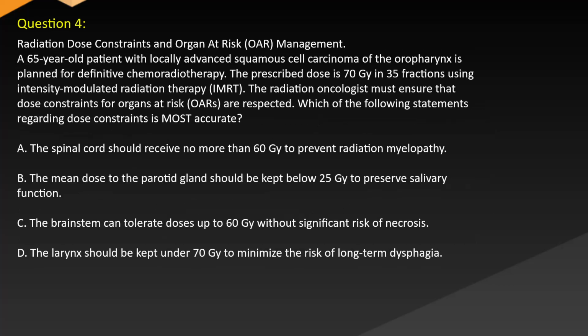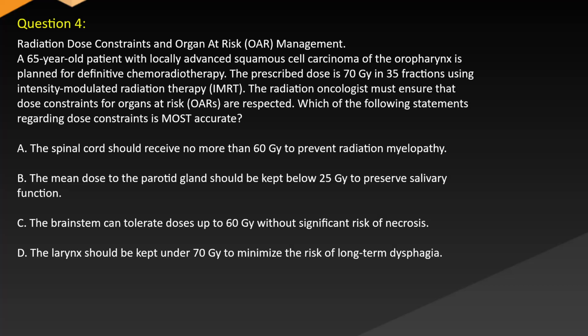Question 4. Radiation dose constraints and organ at risk management. A 65-year-old patient with locally advanced squamous cell carcinoma of the oropharynx is planned for definitive chemoradiotherapy. The prescribed dose is 70 Gy in 35 fractions using intensity-modulated radiation therapy (IMRT). The radiation oncologist must ensure that dose constraints for organs at risk (OARs) are respected. Which of the following statements regarding dose constraints is most accurate?